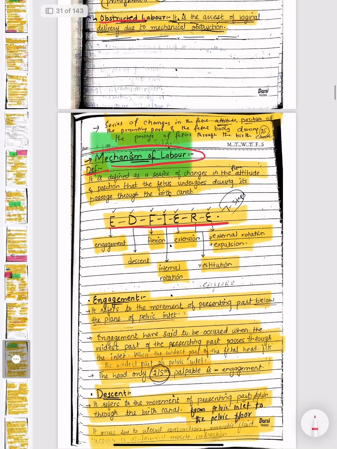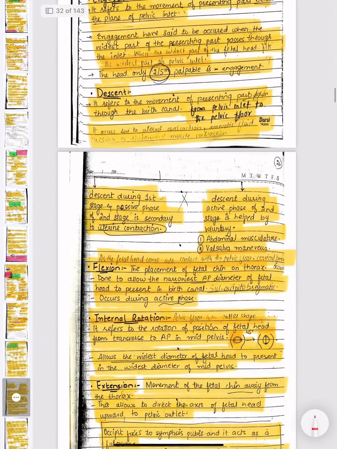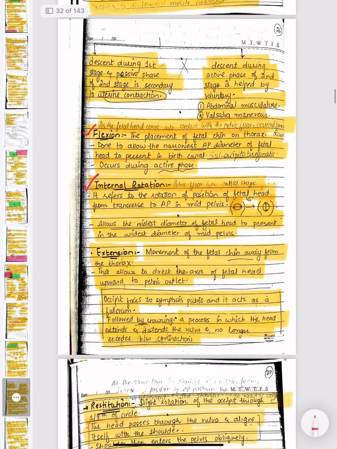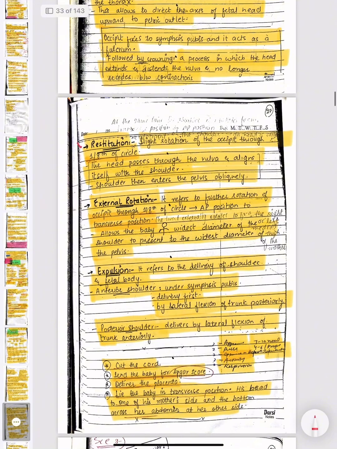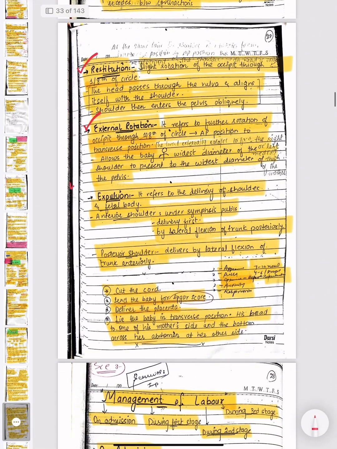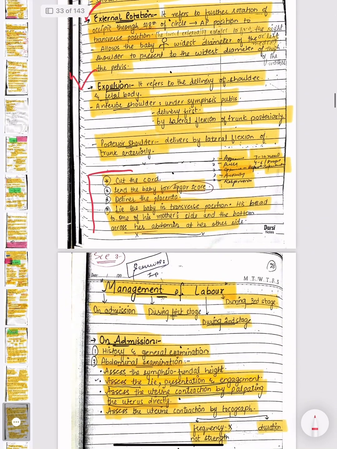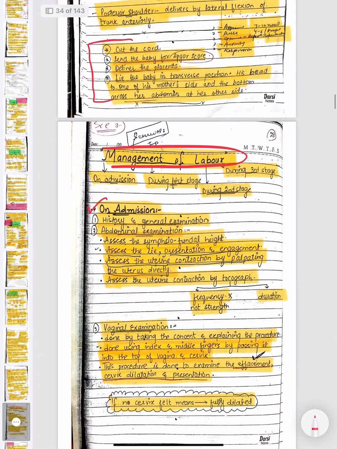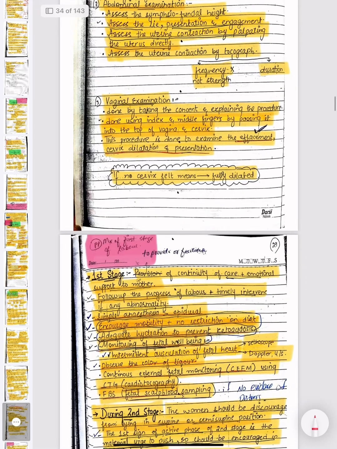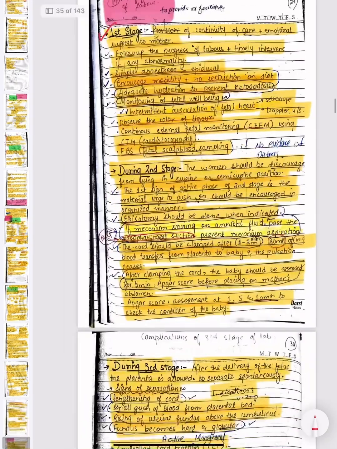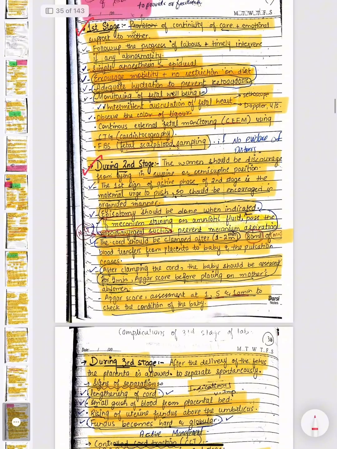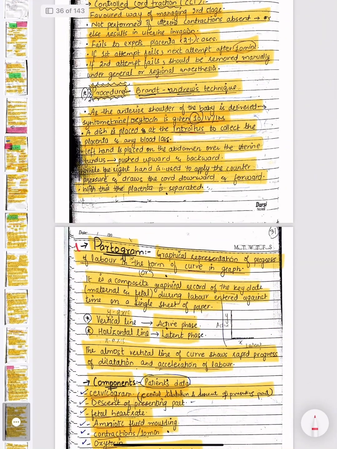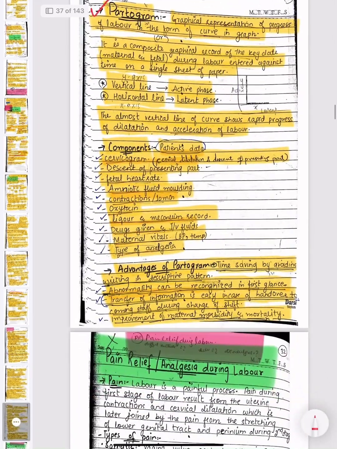There are 7 steps, which are engagement. First we discussed what is engagement, then descent, then flexion, then internal rotation, then extension, then restitution, and then external rotation, and then expulsion. Then what we should do after the expulsion, we discussed that. Then we discussed the management of labor. So the management of labor on admission. Then we discussed the management of labor in the first stage of labor. Then the management during the second stage of labor, and then the management during the third stage of labor. Then we discussed the partogram, what it is and what the advantages of the partogram are.